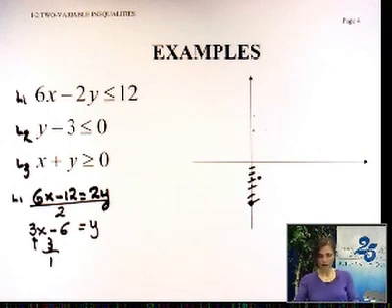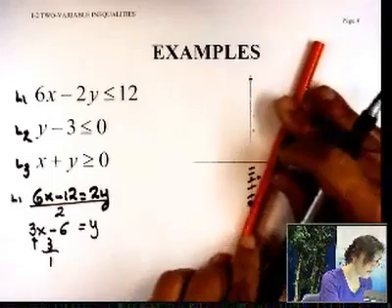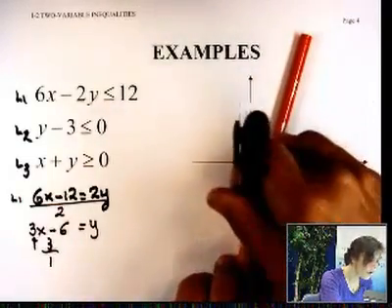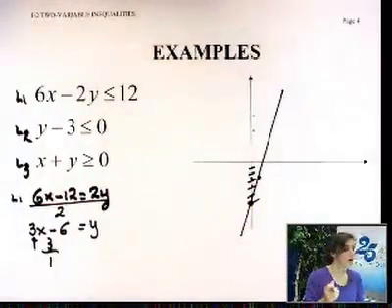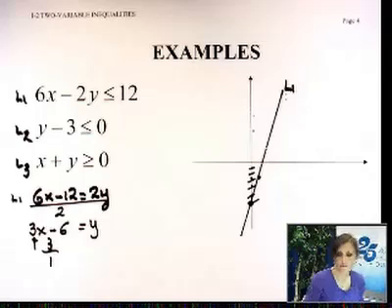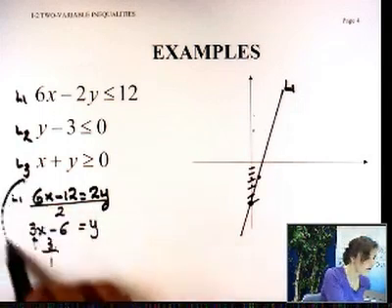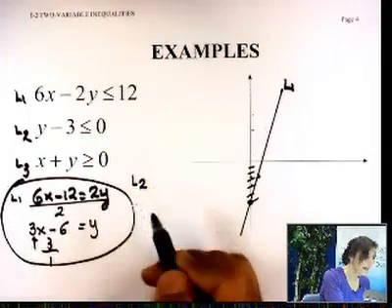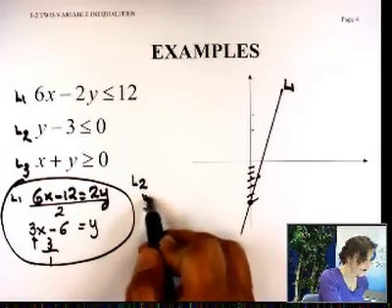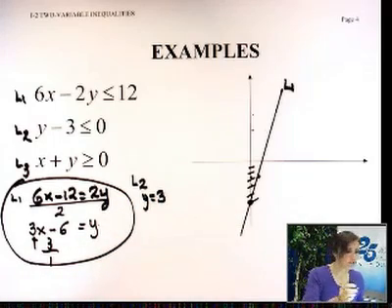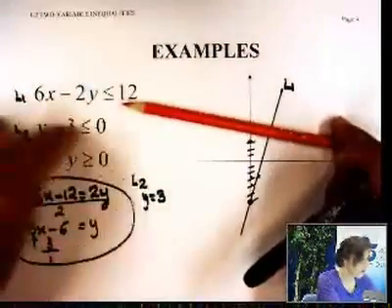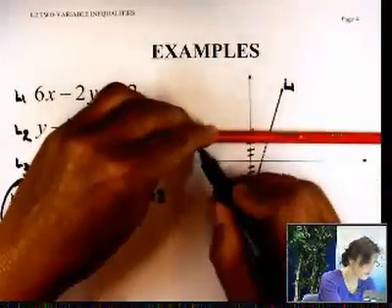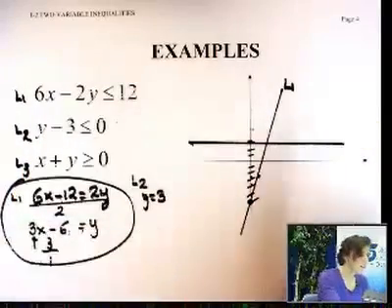I lost my little ruler. And that one has equal, so I'm going to do a solid line. Okay, so that's my L1. Okay, now let's do L2. L2 is y equals 3. Y equals 3 means 1, 2, 3 here. And it's going to be equal, so I have to draw a solid line as well. This is my L2.